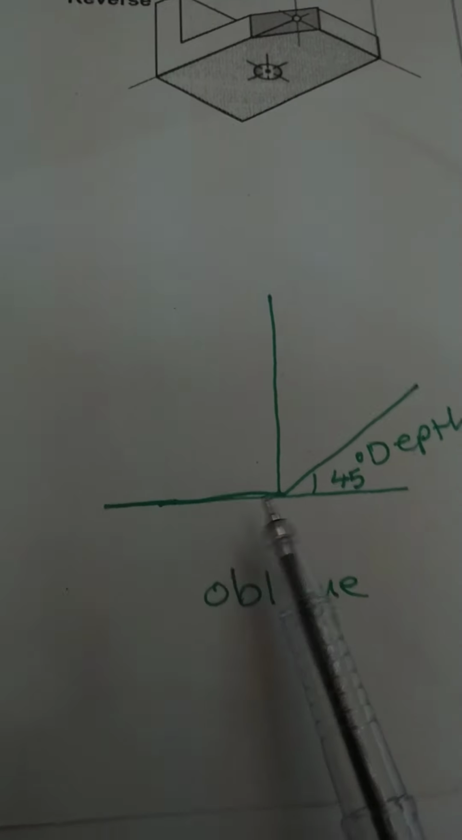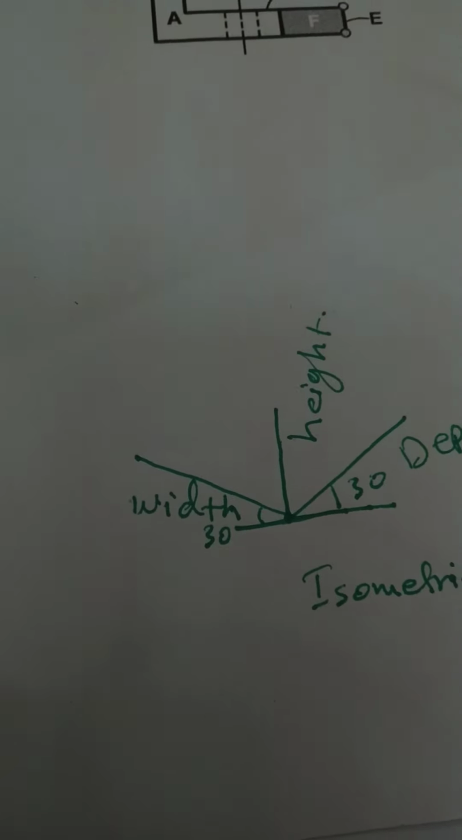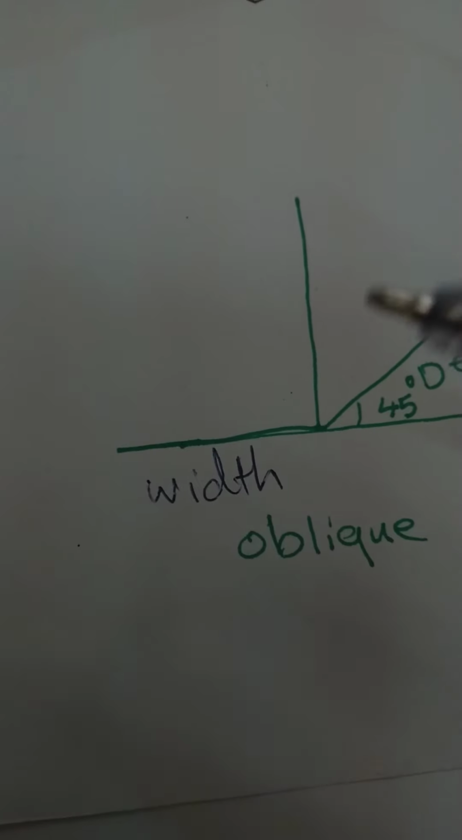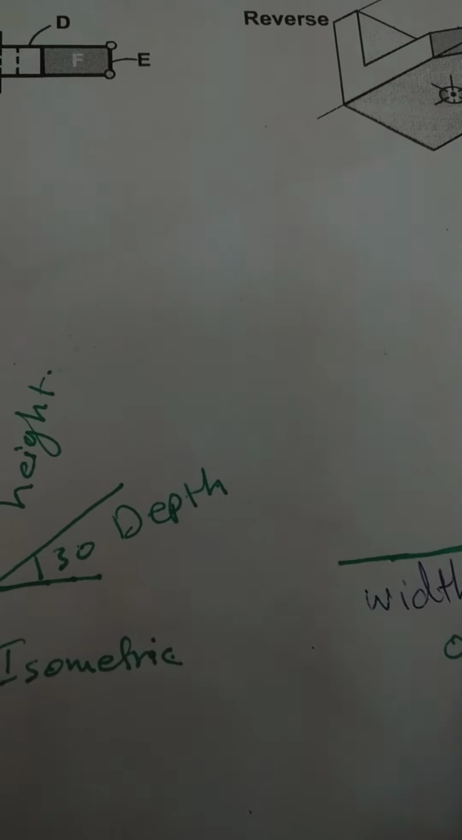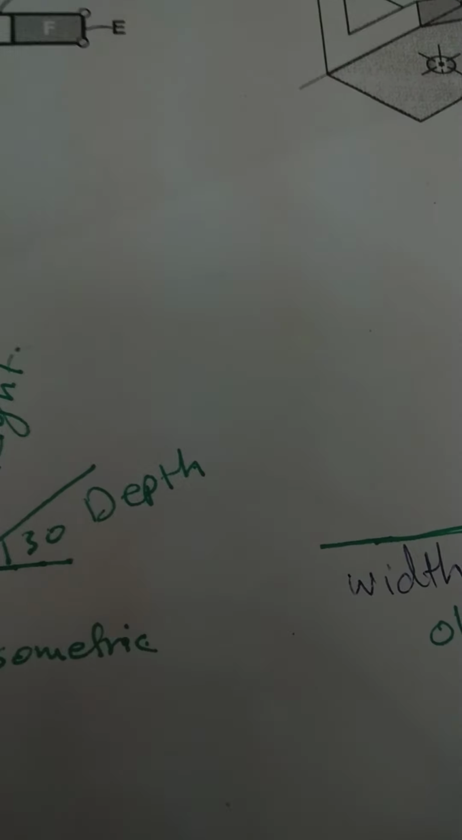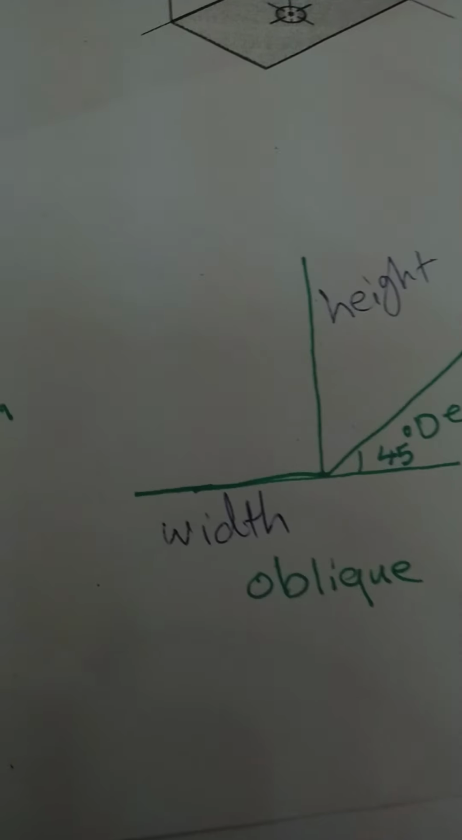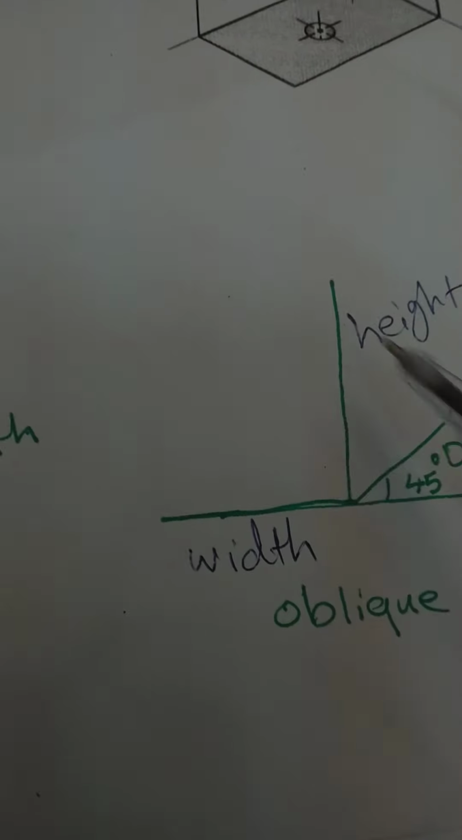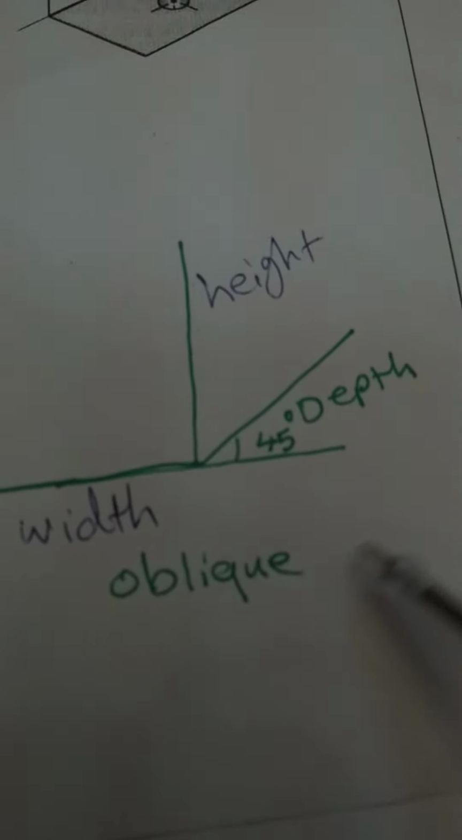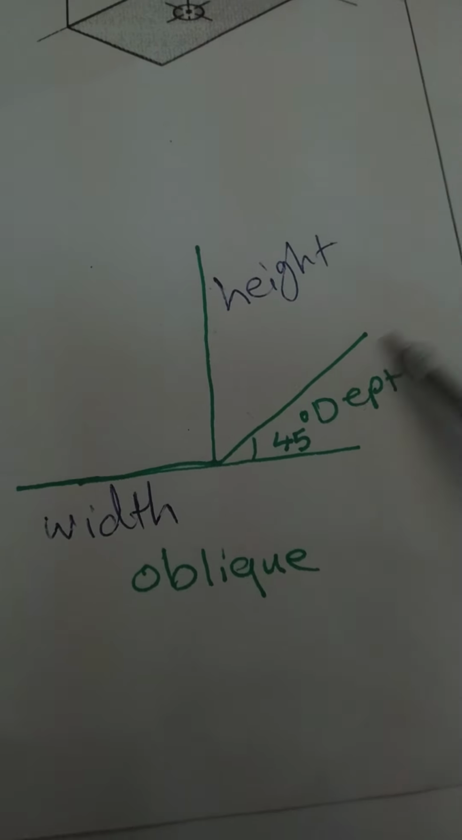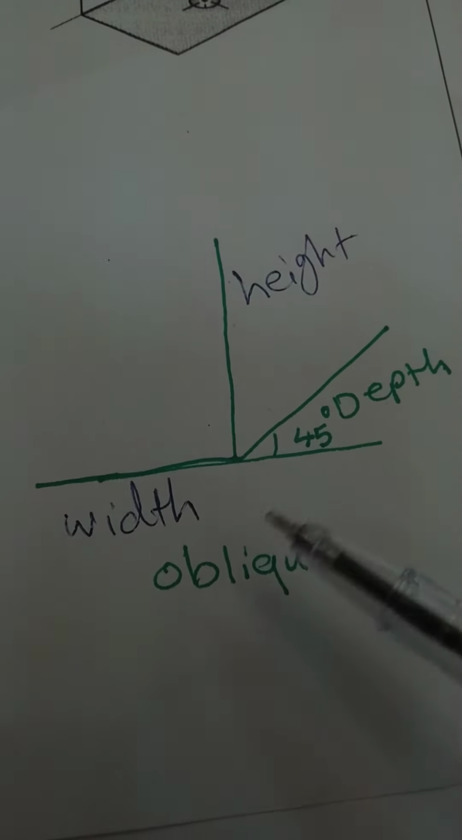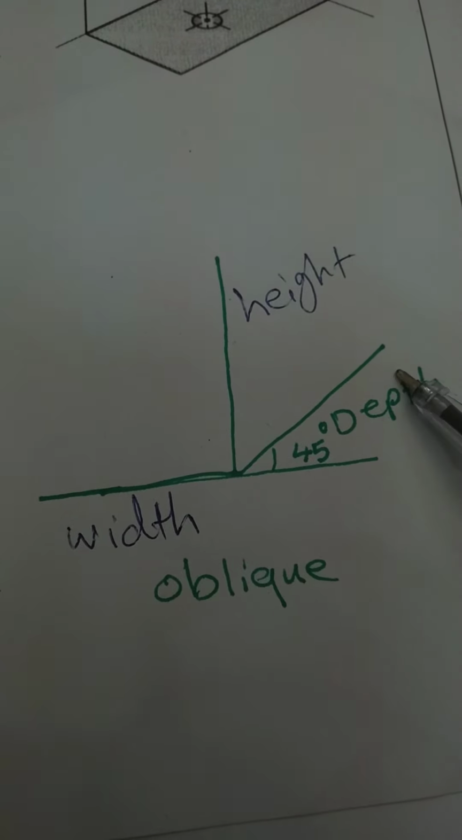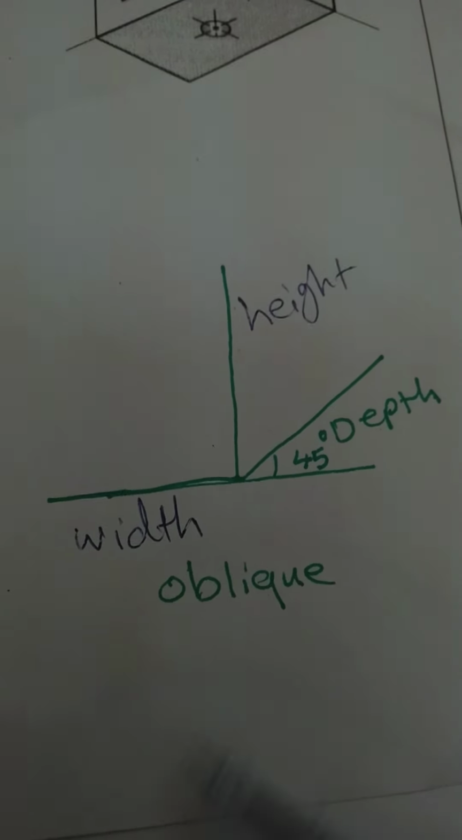In the oblique principle, we draw the width on a horizontal line, and the height of any object on a perpendicular, or vertical, line, and the depth of any object is inclined by 45 degrees from the horizontal. This is the oblique method.